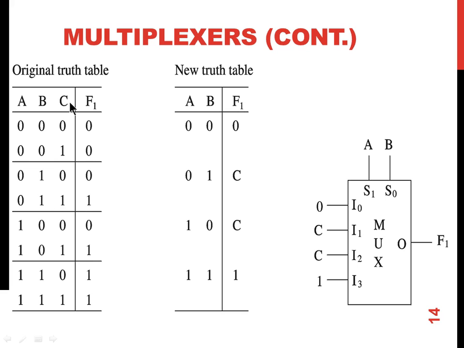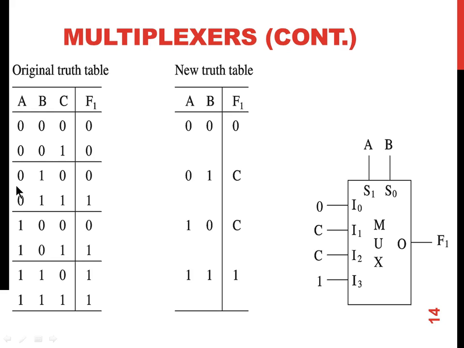So can I optimize my design using a smaller circuit, or can I implement the same logic using a smaller circuit? So if we group these input combinations, where A and B are 0, 0, output F1 remains 0 irrespective of the C value. If A and B is 0, 1, irrespective of the C value, F1 output follows the C value. C is 0, F1 is 0. C is 1, F1 is 1.